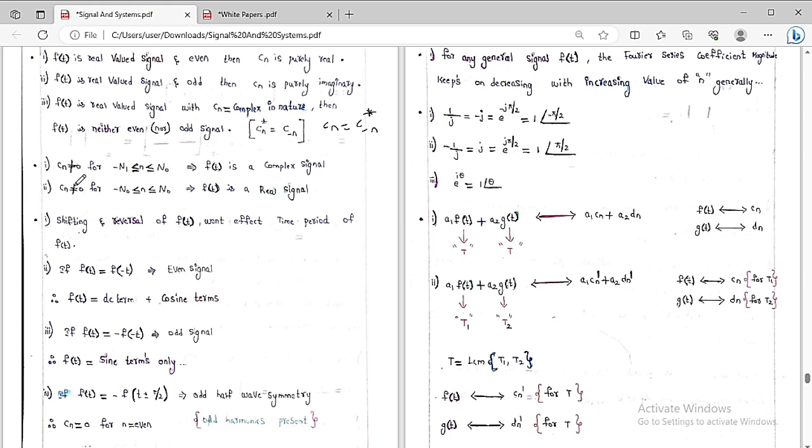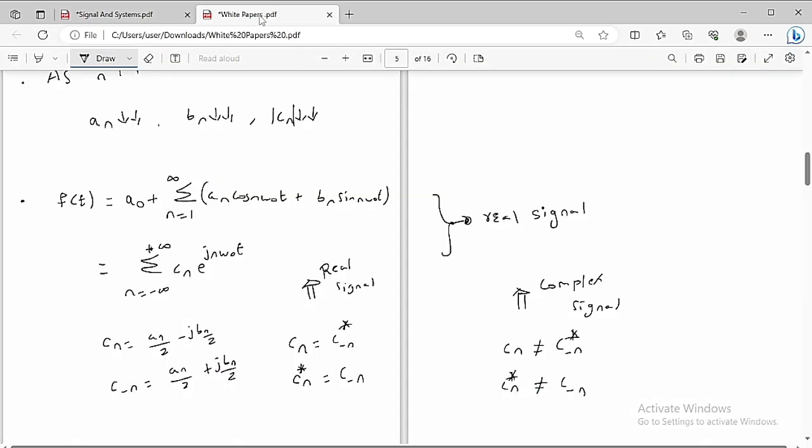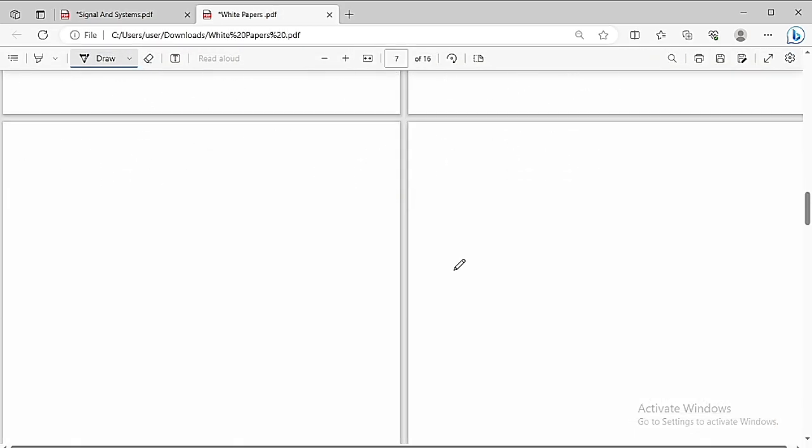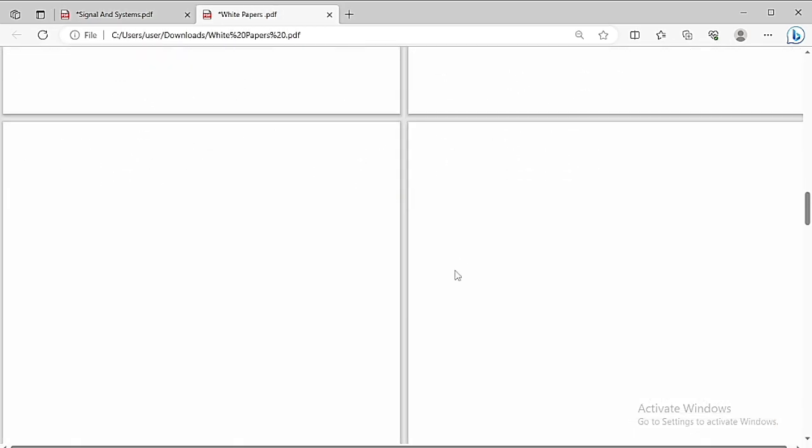Suppose in the question they give that Cn is not equal to 0 for some range of n. Listen carefully, as I've already told you, Cn is nothing but C of minus n conjugate, and Cn conjugate is equal to C of minus n. Suppose I assume that C1 is not equal to 0. Then I will try to find what C of minus 1 is.